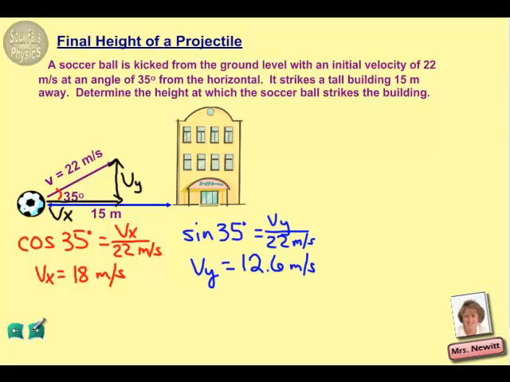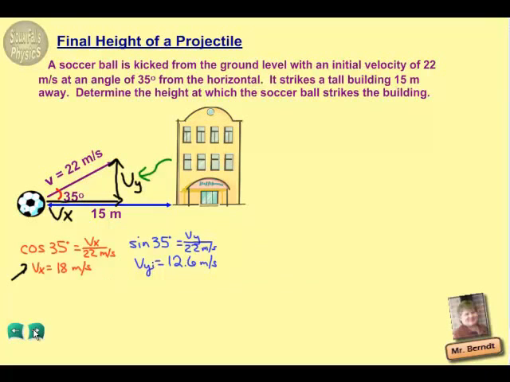12.6 meters per second. Now notice that in both cases these are initial values. In the horizontal direction, that's not going to be a big deal because horizontal velocity doesn't change, but in the vertical direction it is. When it first leaves the ground, that vertical velocity is 12.6, but of course that 12.6 will be changing. Okay, now we need to solve for something.